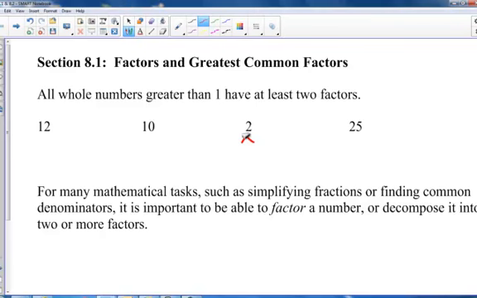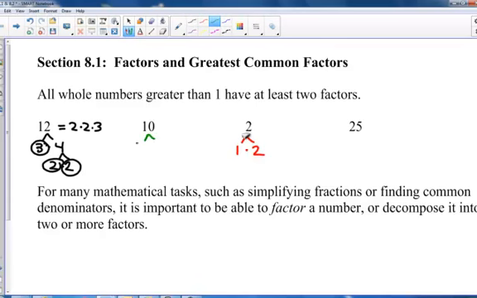you could always multiply like 1 times 2. 12 has more than those 2 factors. This could be 3 times 4. And 4 is not prime, so I'm going to keep going to 2 times 2. So we're talking about the factors of numbers. So like 12 is the same thing as 2 times 2 times 3.